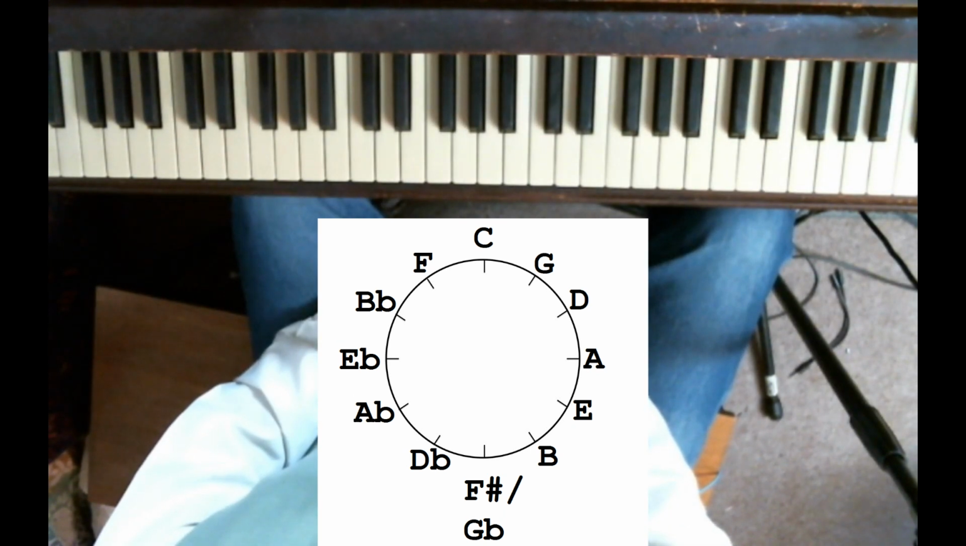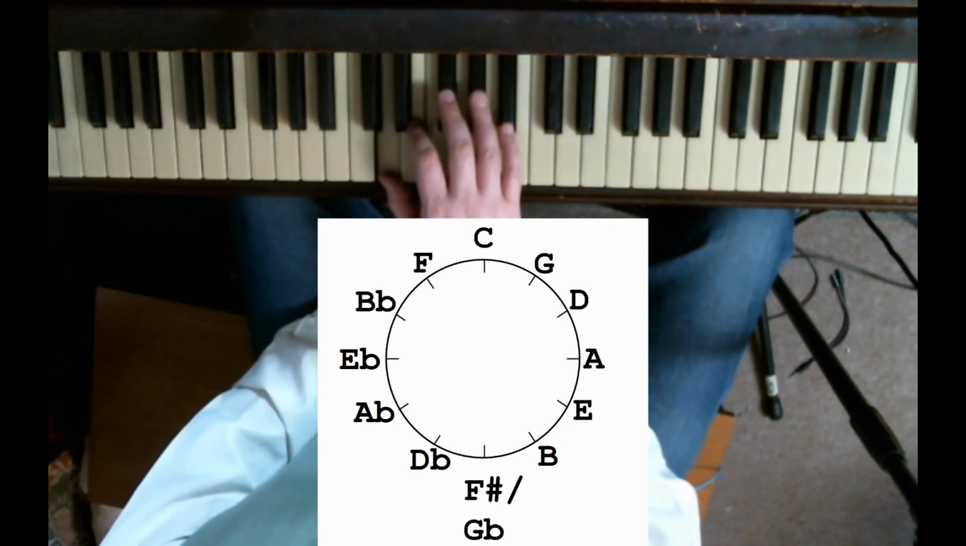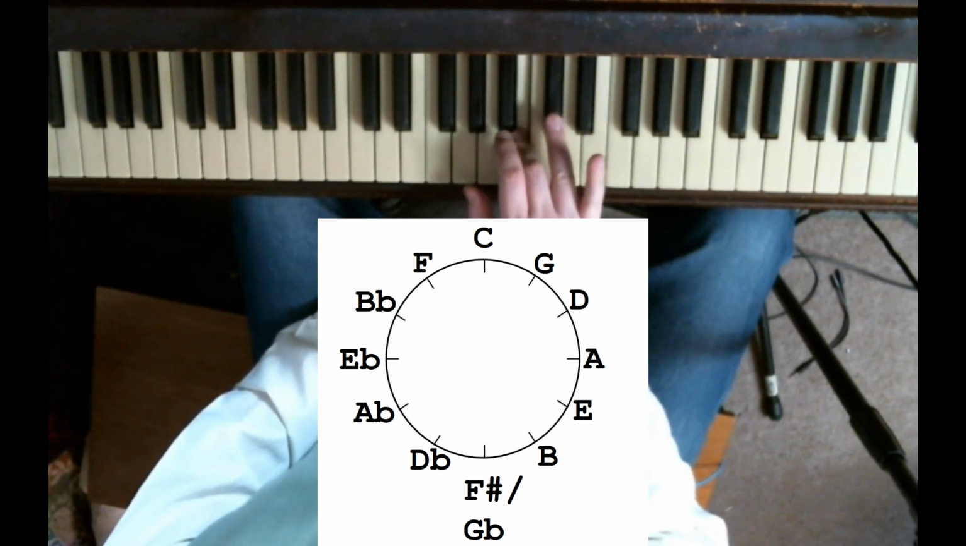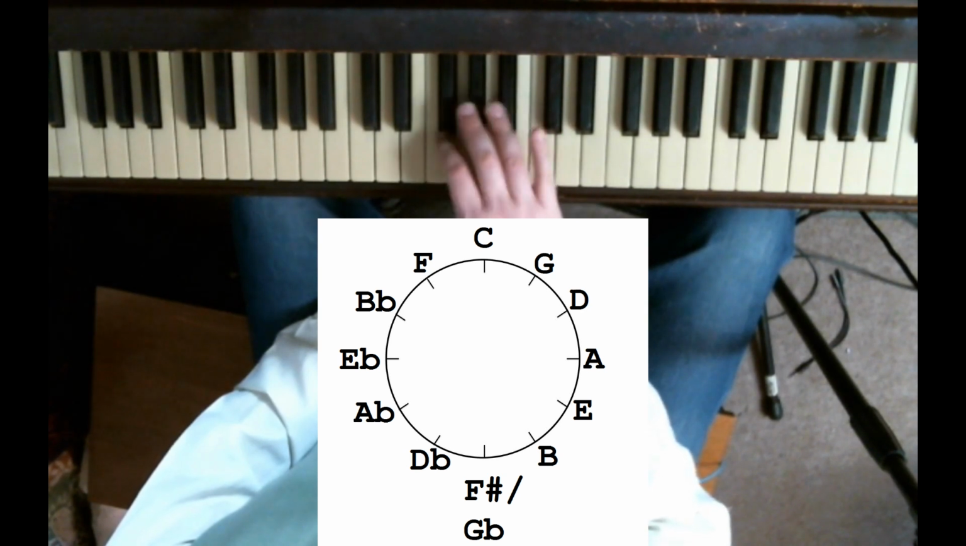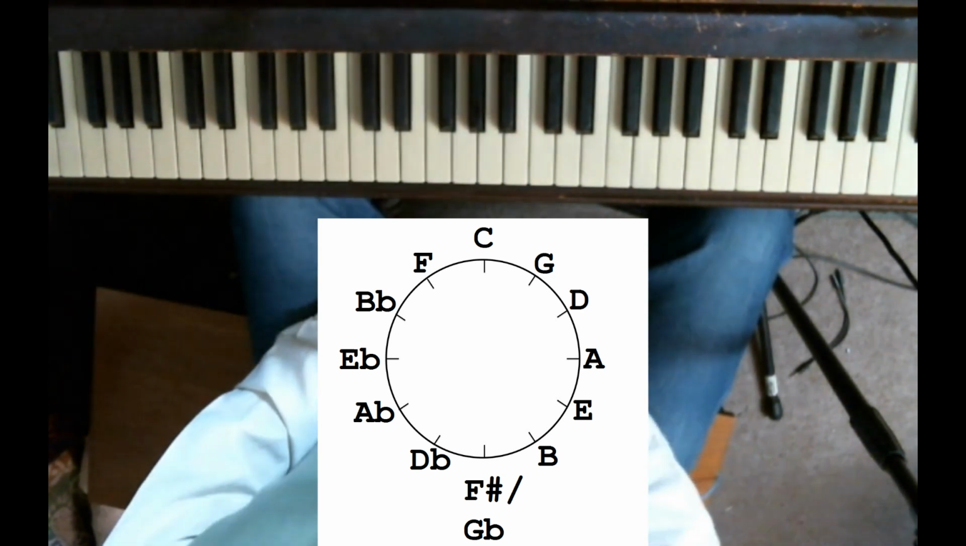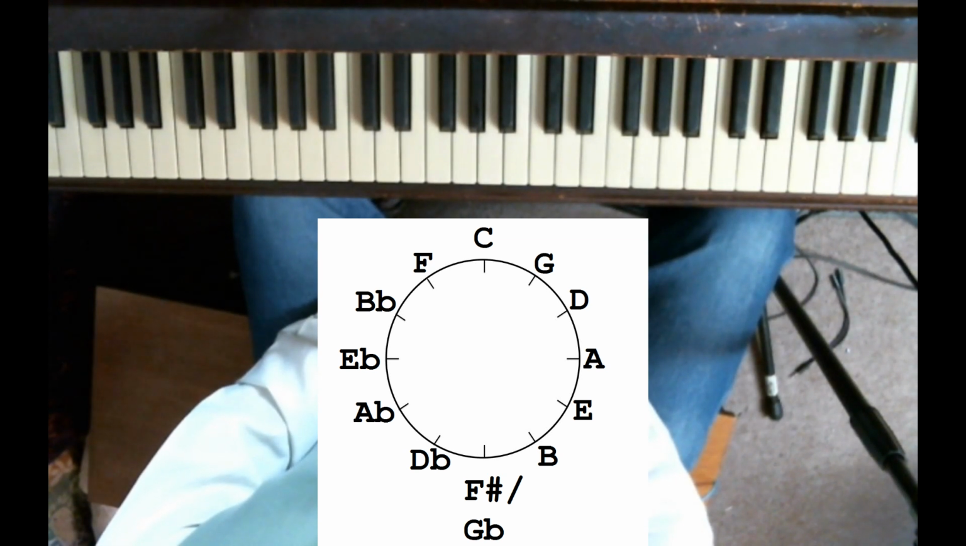Going back to the other side of the circle, the key of D has two sharps. So it still has F sharp, but this key will also have a C sharp. And back on the other side, B flat has two flats, B flat and E flat.